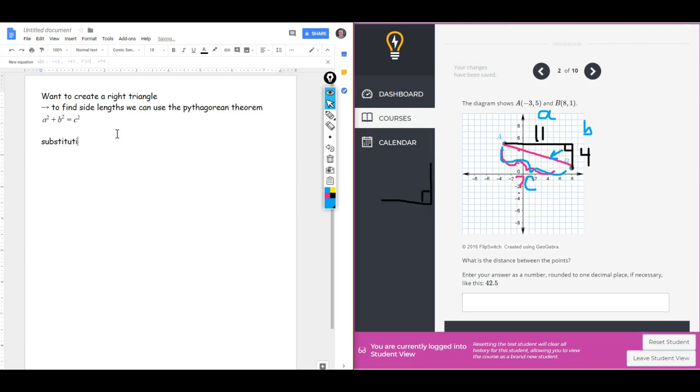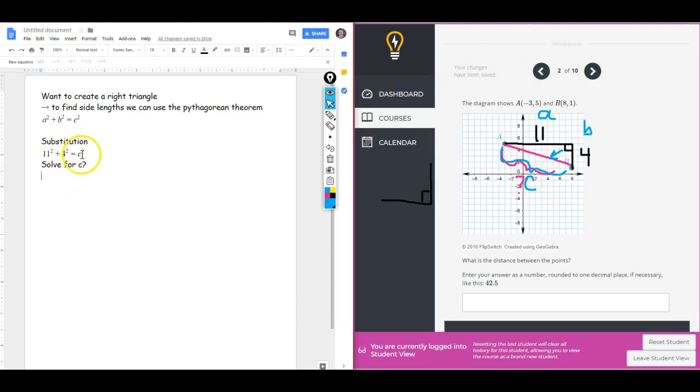so that when we come over here and we use substitution, we have our Pythagorean theorem. We represented this a side length is 11, b is 4, and c squared is c squared. So now how do we solve for c? That is our goal.